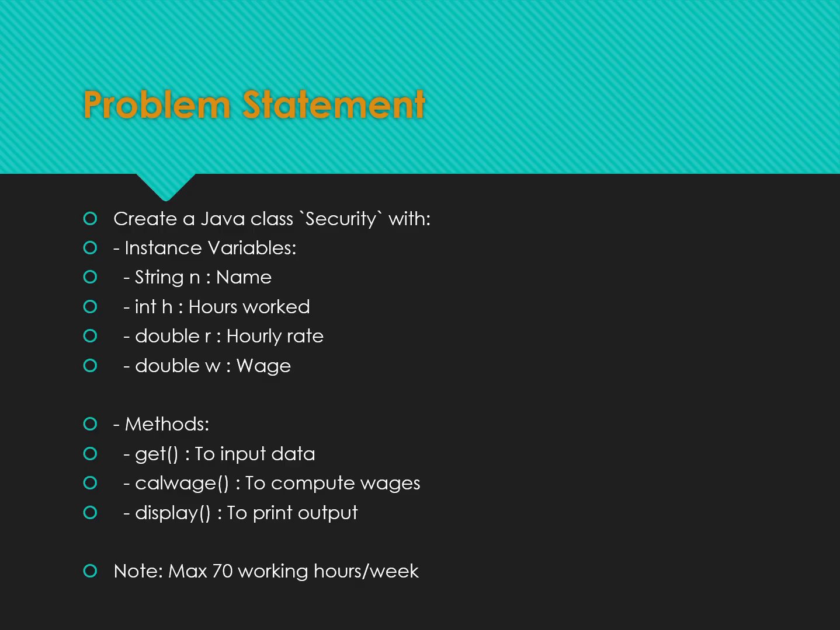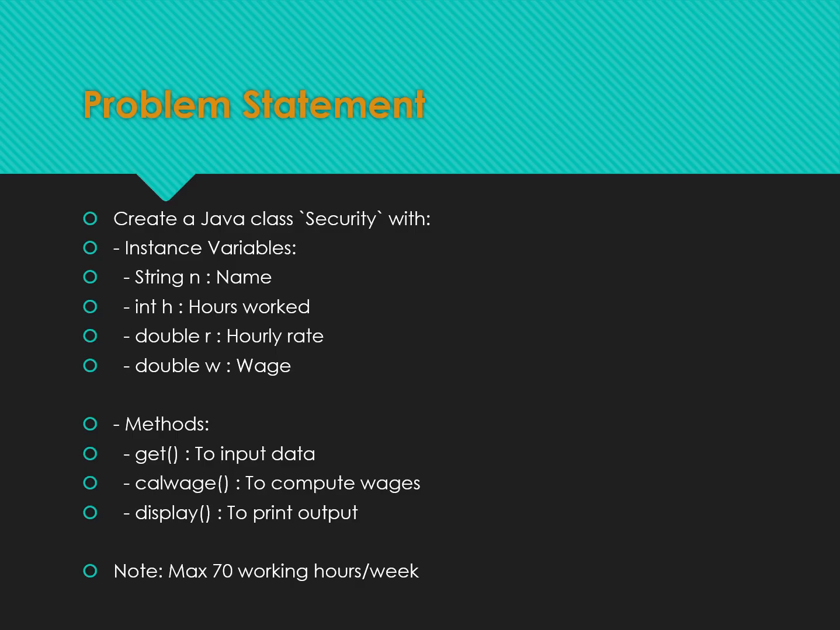Along with the variables, the class must also contain 3 member methods. The get method will be used to accept input from the user, including the employee's name, rate per hour, and total hours worked. The calc wage method will perform the wage calculation. This involves checking how many hours were worked and applying the correct rate. The wage calculation logic is explained in the next slide. The display method will then output the final results in a clear and formatted way, showing the name, number of hours, and total wage earned.